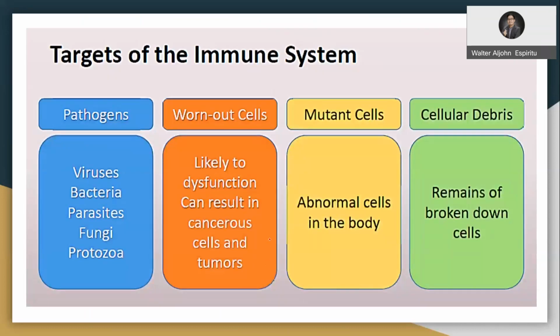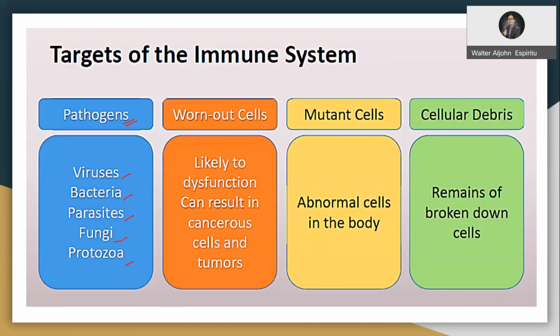So here are the targets of the immune system. First and foremost, of course, the invading pathogens in our body. Examples of these are viruses, bacteria, parasites, fungi, and protozoans that may intentionally or unintentionally have entered our body. These particular pathogens can cause certain diseases. Next are the worn out cells.